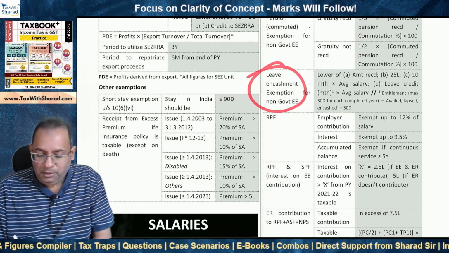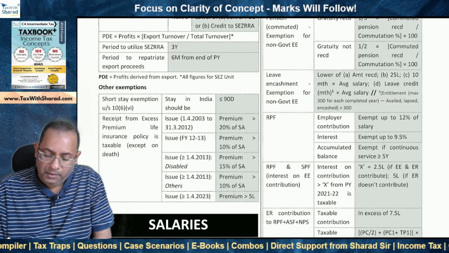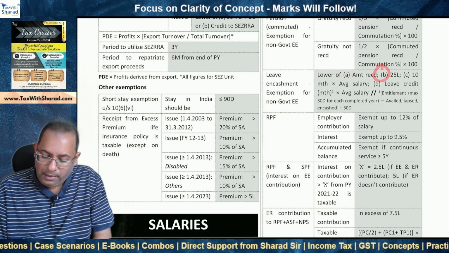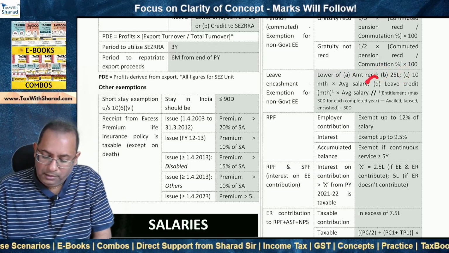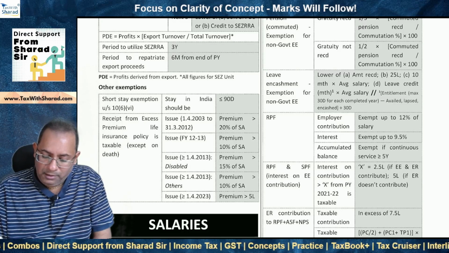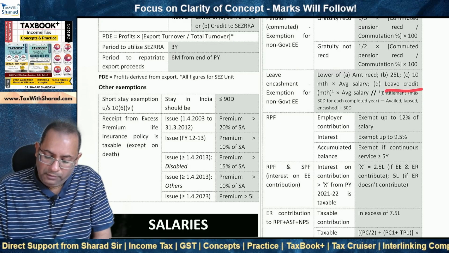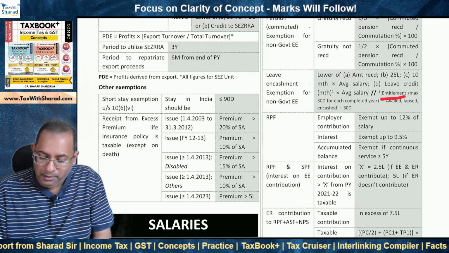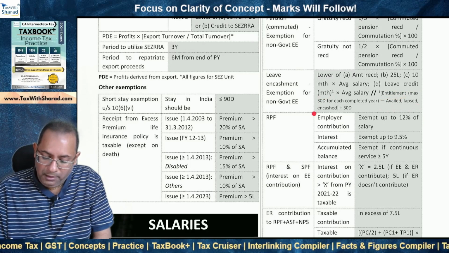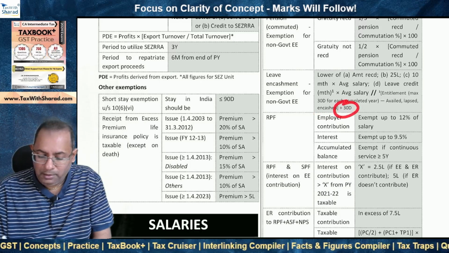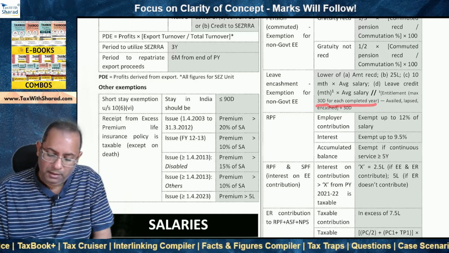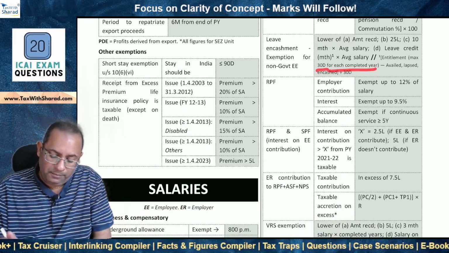Leave encashment exemption is available for a non-government employee, and the formula is the lower of: amount received, or 20 lakh, or 10 months into average salary, or leave credit in months multiplied by average salary. Now, how do you compute leave credit in months? It is leave entitlement minus leave availed, minus leave lapsed, minus leave encashed, and you divide it by 30 days. Entitlement is a maximum of 30 days for each completed year. It cannot exceed this limit.